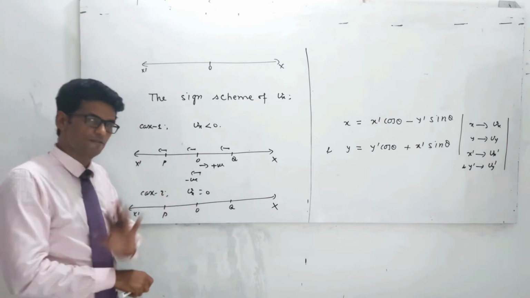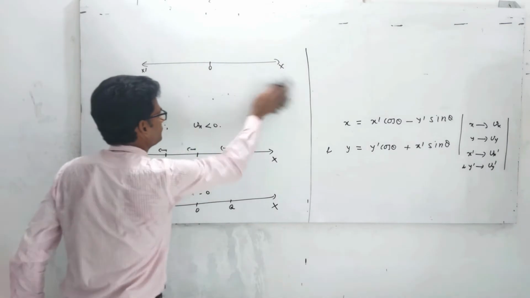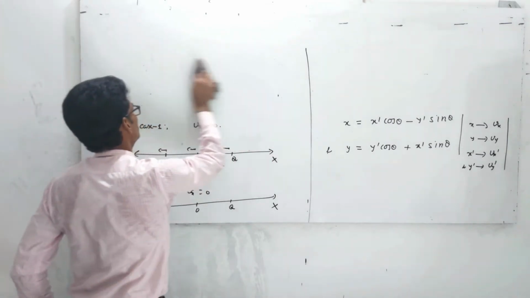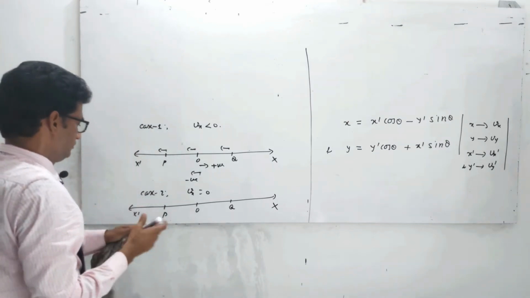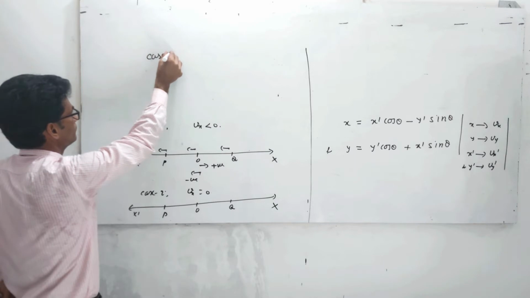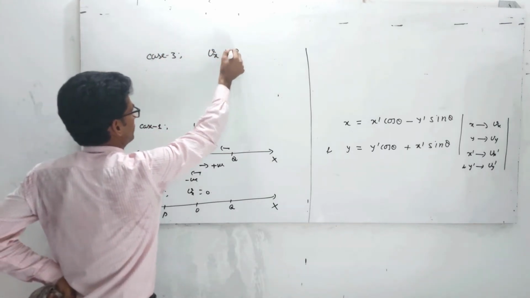if vx is 0. Now, the last and third case is case 3, look here, say vx is positive. What does it mean?